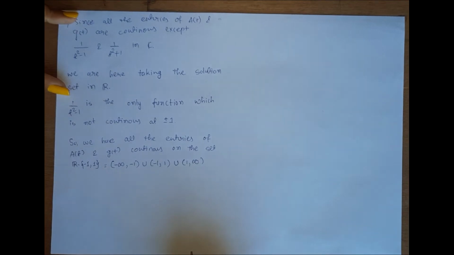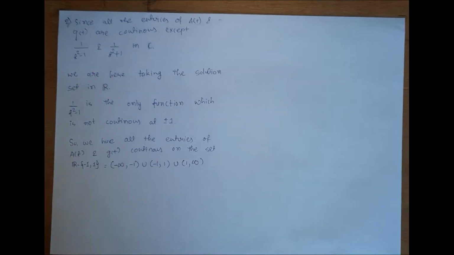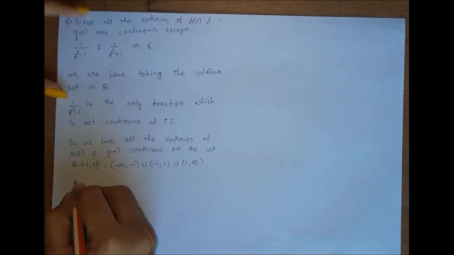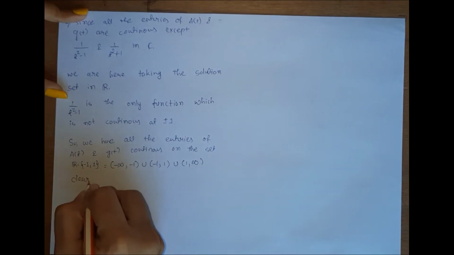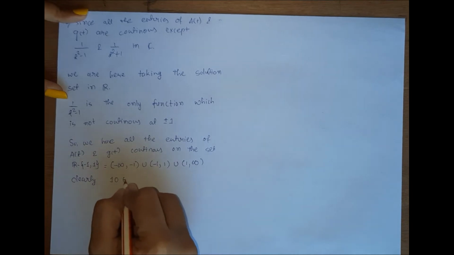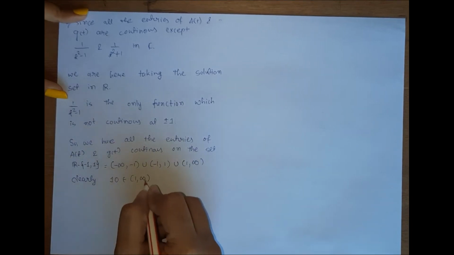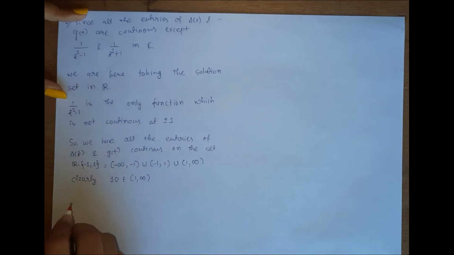And now for initial value problem 2, the initial value condition is given as y of 10 is equal to 1, 0 and minus 1 in a 3x1 matrix. So the value of t0 is 10. Here 10 belongs to this interval, so it will be our solution. So let us write that clearly: 10 belongs to open interval 1 to positive infinity.